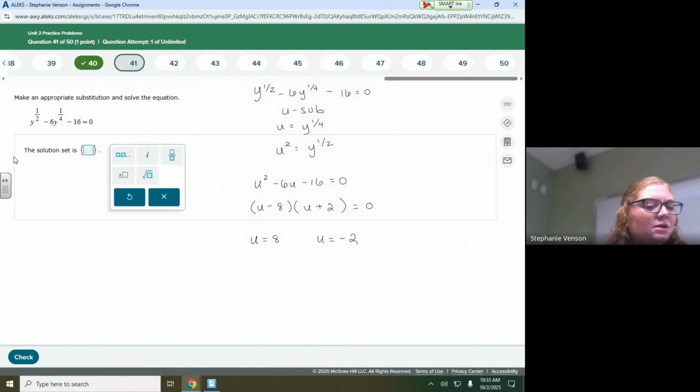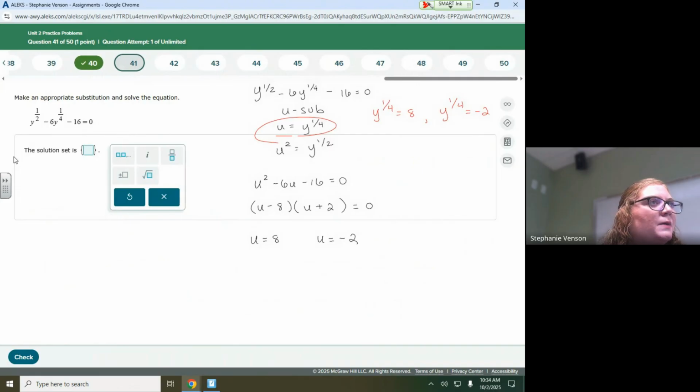So we're at the back substitution step. U was originally equal to y to the 1/4. So it's not U equals 8, it's y to the 1/4 equals 8. And it's not U equals -2, it's y to the 1/4 equals -2. Y'all still with me? Now, up to this point, it's still the same. Last time I had a 1/3 power, this time I have a 1/4 power, but nothing is changing.